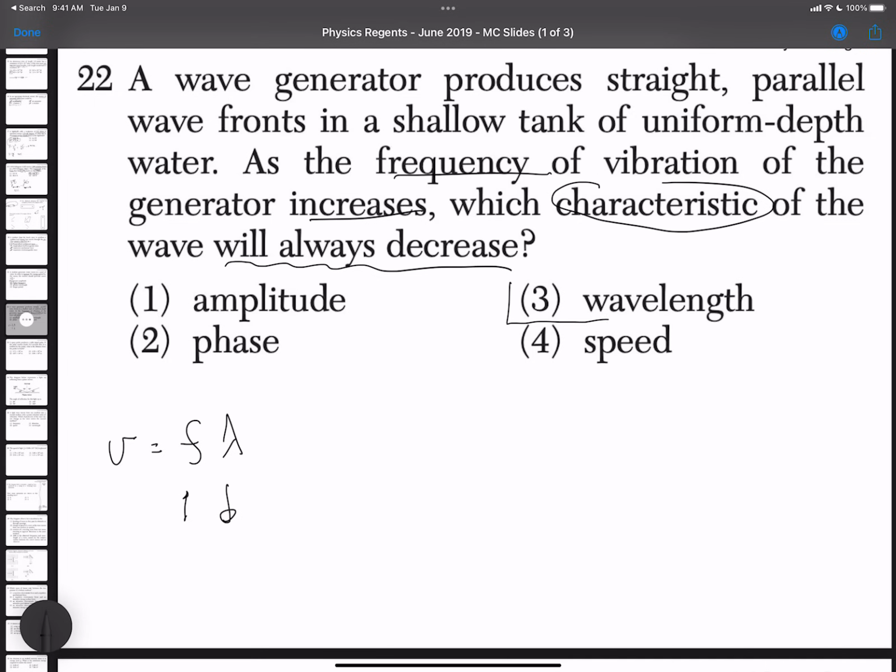There are circumstances under which the frequency changing could have effects on these other things, but that is medium dependent. But the one that will always have this characteristic change would be the wavelength, based off of the frequency.